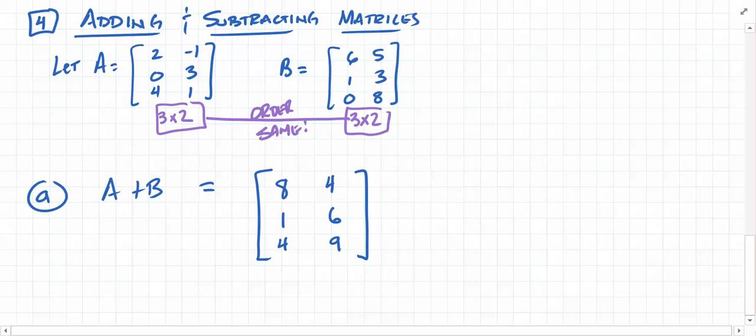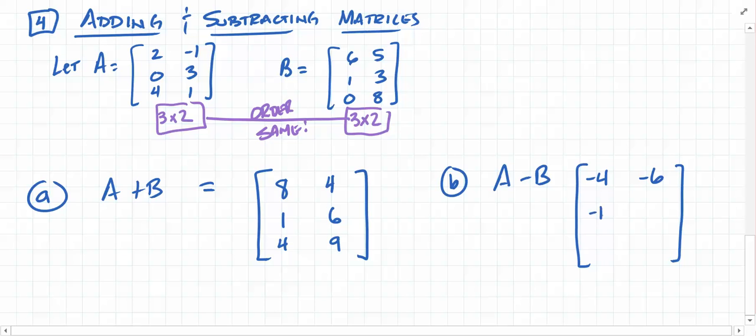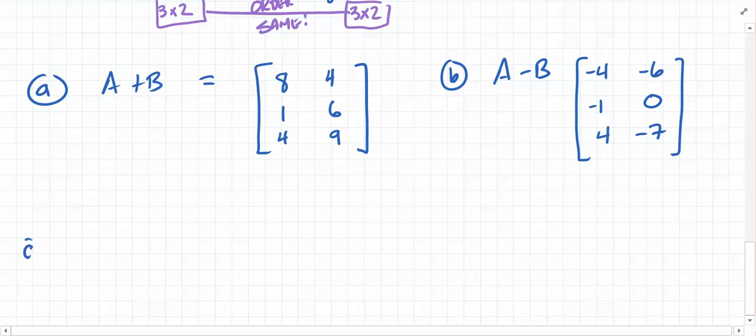Okay? So what if I did example B, A minus B? Okay? Again, not a trick question. Just do what you think you should do. So 2 minus 6, what would that be? -4, -1 minus 5, -6, 0 minus 1, -1, 3 minus 3, 4 minus 0, and then 1 minus 8. Yeah, it's really that easy. That's okay. It's allowed. All right. And then what do you think I would get if I just did matrix B minus A? What do you think I would get?